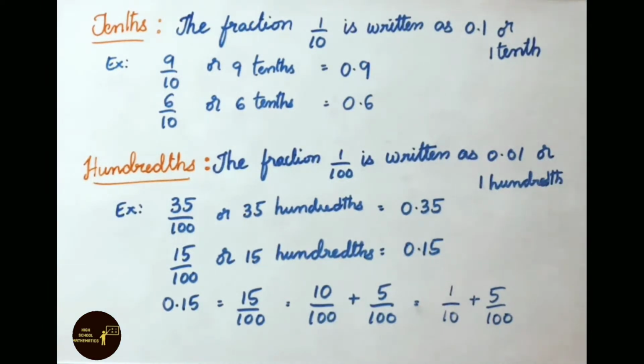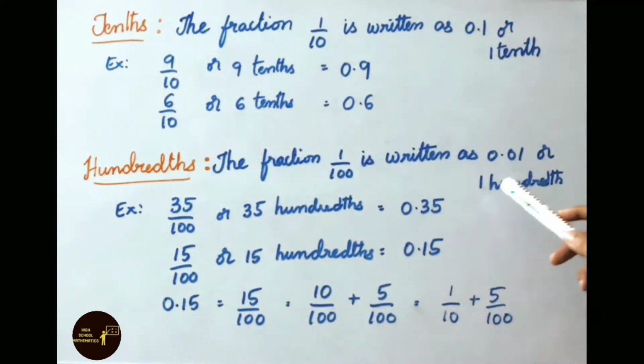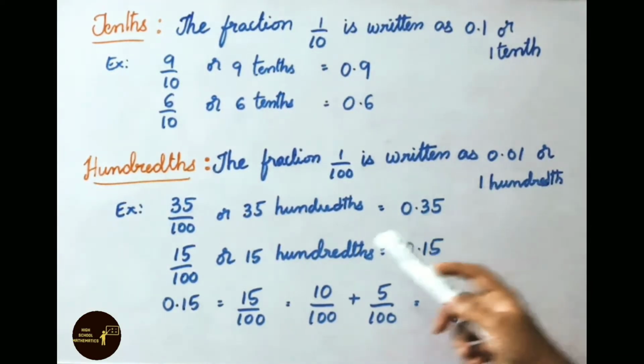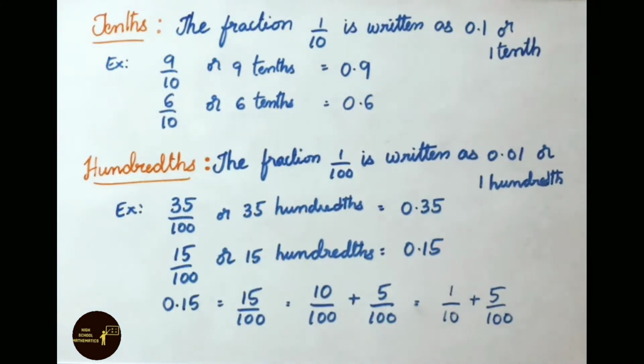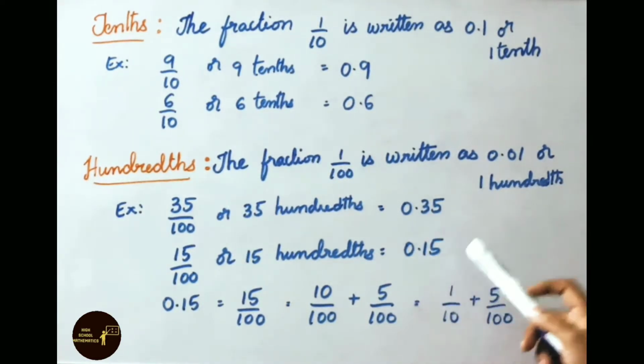Now let us see what are hundredths. The fraction 1 by 100 is written as 0.01 or we can call it 1/100th. See the example, 35 by 100 is also called 35 hundredths, that equals 0.35. Next, 15 by 100, or it can be called 15 hundredths, that equals 0.15.